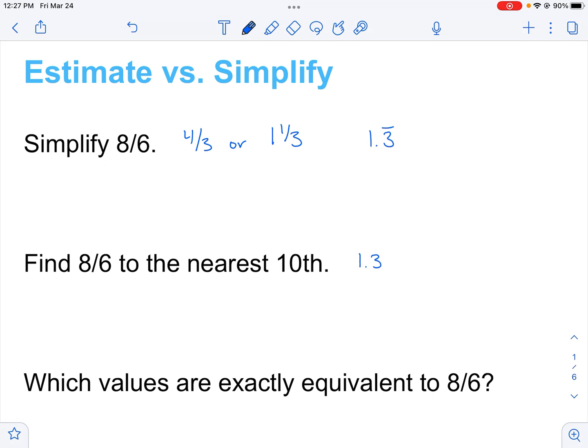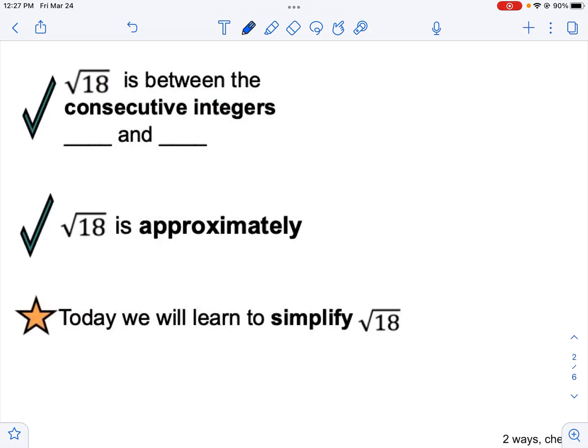We see the same idea with radicals. So far, we've done a few things with radicals. One is we have determined the consecutive integers a radical falls between. For example, the square root of 18 falls between 4 and 5, and my work usually looks like this: square root of 16 and square root of 25, which are perfect square radicands, or rational square roots that I know. A good approximation for square root of 18 is about 4.2. Now, if I were to square 4.2, I would not get exactly 18.